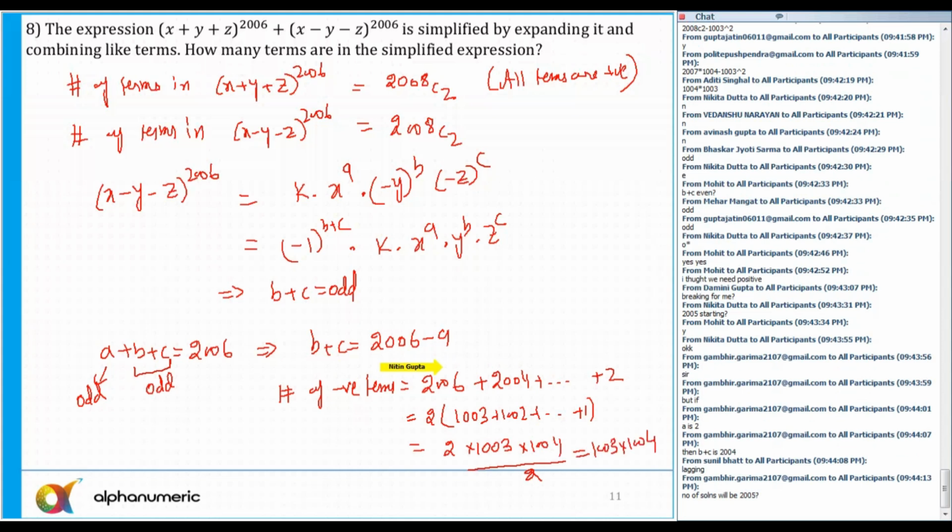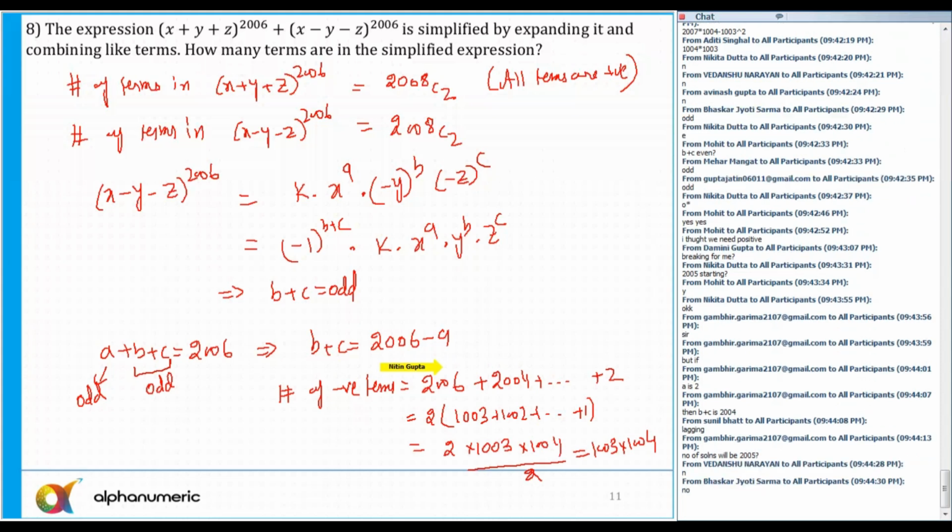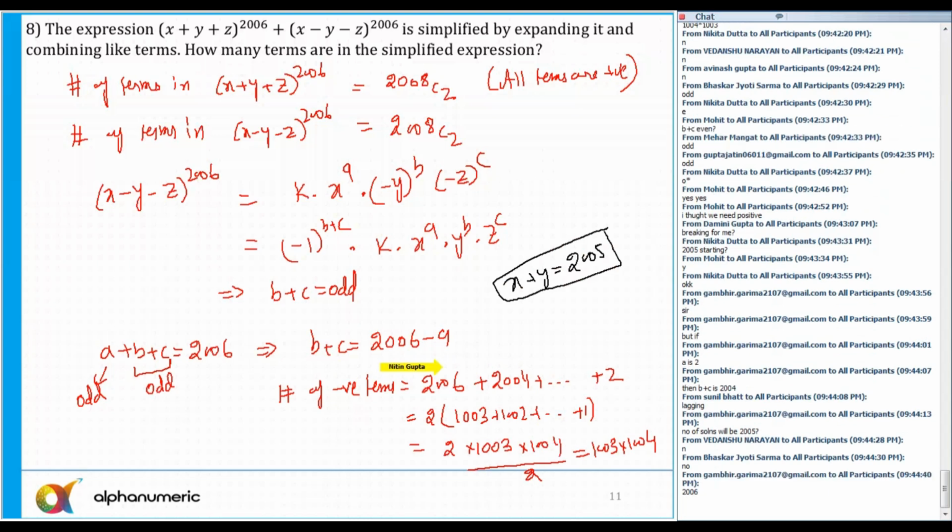Any doubts to anyone till this step? Garima, just tell me one thing. Now I have an equation x plus y equal to 2005. Can you tell me how many solutions are there for this equation? What is the total number of non-negative integral solutions? 2006. So this is what I have written here, 2006. Clear now?